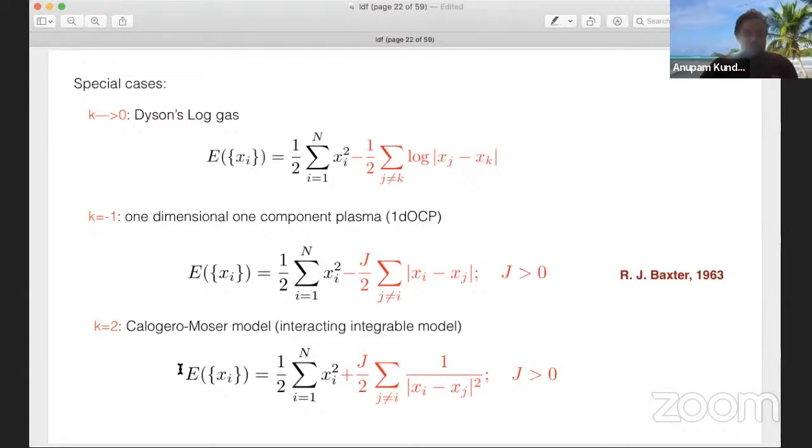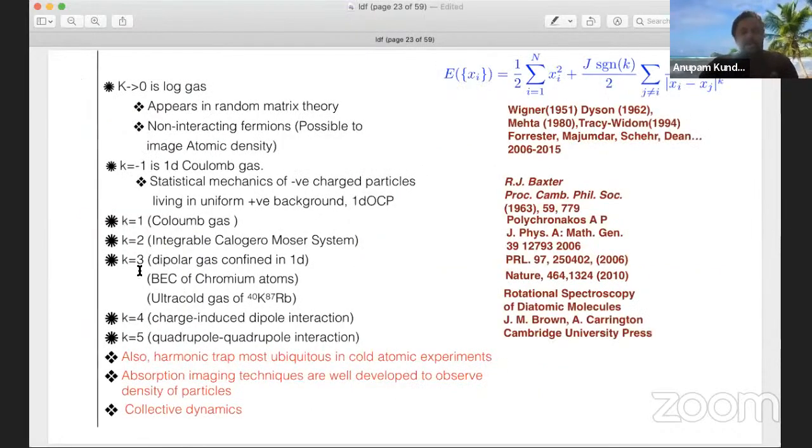I forgot that particular system. It appears in vicinal surfaces, fluctuations on the vicinal terraces, and other systems. This is not coming to my mind right now. For other values of k it also appears in different situations. For example, dipolar gas confined in 1D, and these kinds of systems are also realized in experiments, like BEC of chromium atoms or ultra-cold gas of potassium rubidium molecules. Then k equal to 4, 5 are also possible.